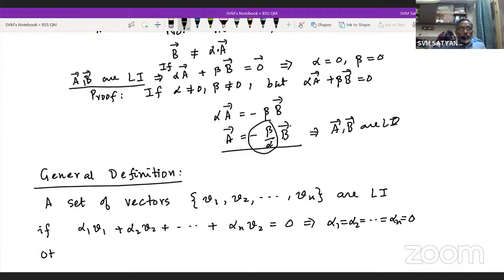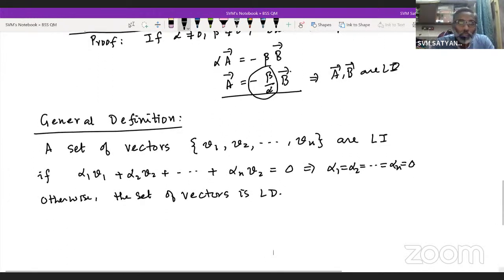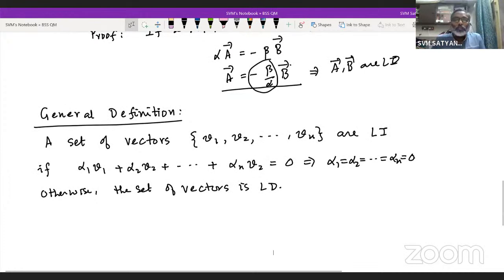Otherwise, the set of vectors is linearly dependent. Okay. So that is the definition. And we can also evaluate this depending on our given vectors.